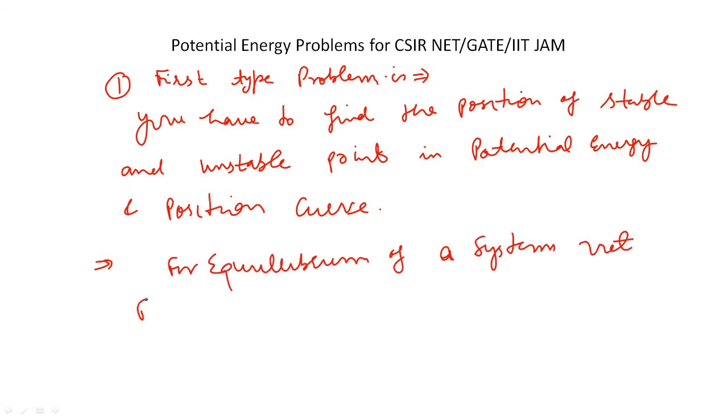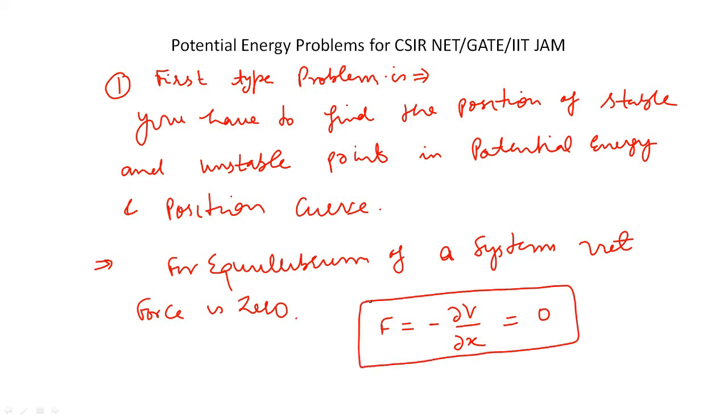net force is 0. If net force is 0, then we can write it in terms of the potential energy, and you know that it will be equal to minus del V over del X. And if the system is in equilibrium, then we can write it as equal to 0. Here you have to note that the potential energy is a function of the position coordinates only.